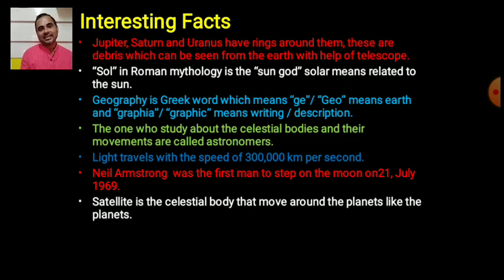Okay? See, all the planets move around the sun, no? There are some satellites which are natural, like the moon, and some satellites which are designed by scientists, and scientists send these satellites into space. And like the other planets which move around the sun, these satellites also move around different planets.